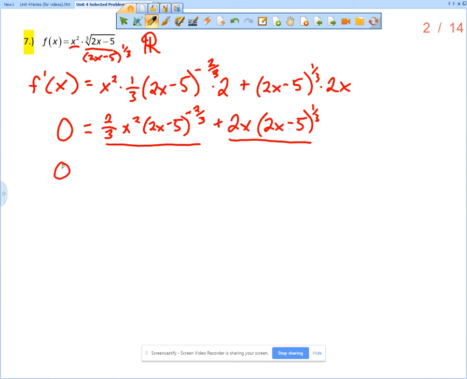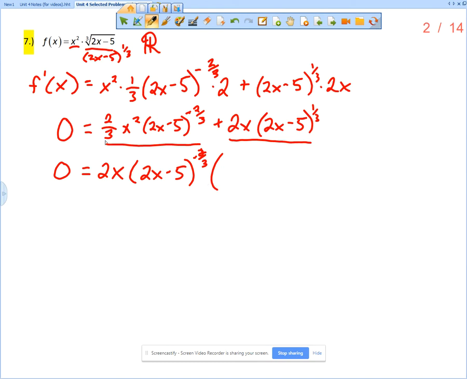Remember, you have seen problems like this before back in pre-calc, where we want to factor out the lower power. I could factor out a 2, since this has 2/3 and this has 2. Then I've got x squared and x, so I'm going to factor out the x to the first. And then I've got 2x minus 5 to the negative 2/3 and 2x minus 5 to the 1/3. You'll recall you want to factor out the lower power. Negative 2/3 is lower than 1/3, so I'm factoring out negative 2/3.